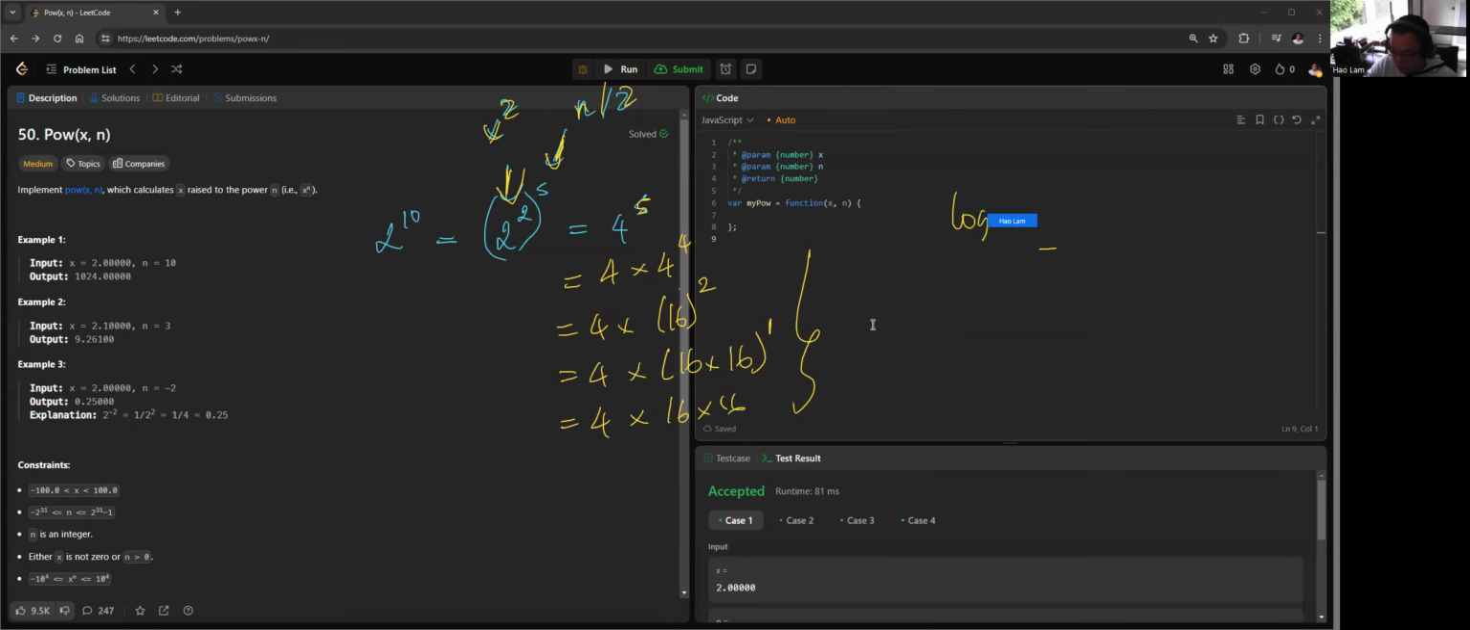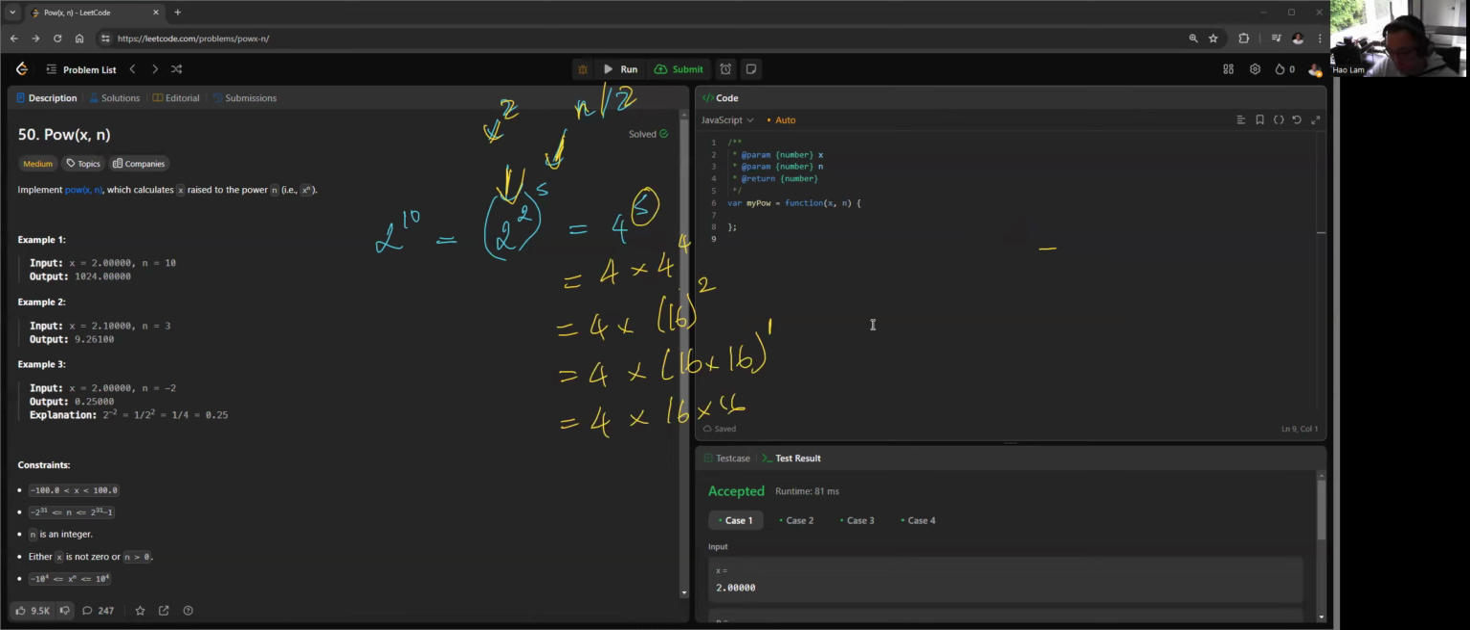So log of n. The key here is to divide the exponent n by half, and then square the base as we go. Whenever we see an odd number, we want to split it up by multiplying by the current base, which is x.